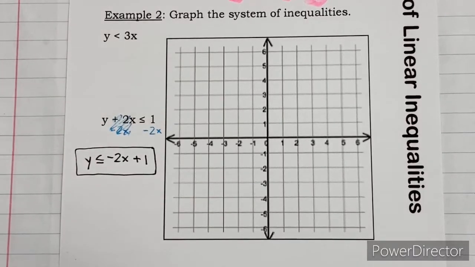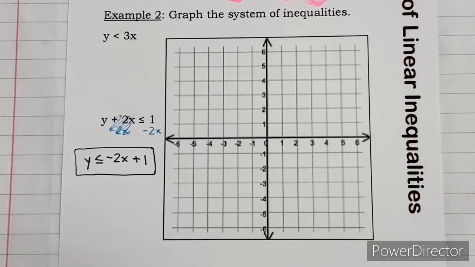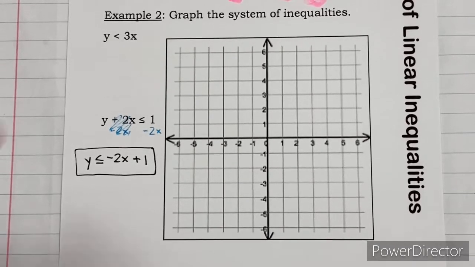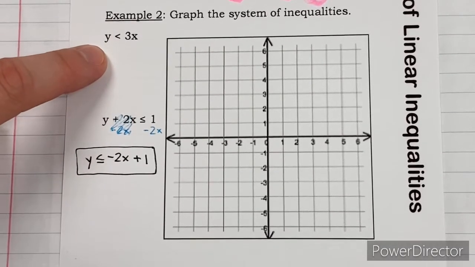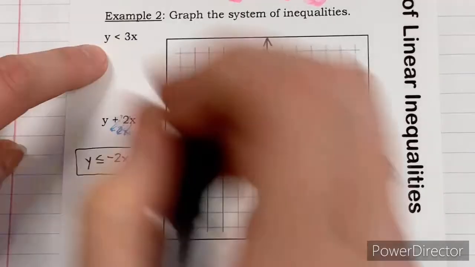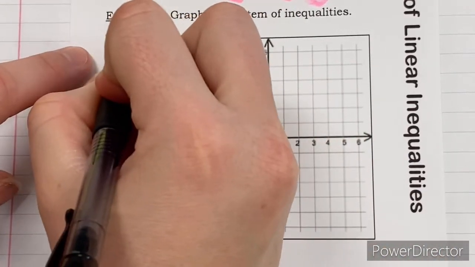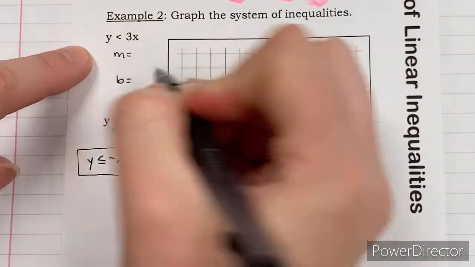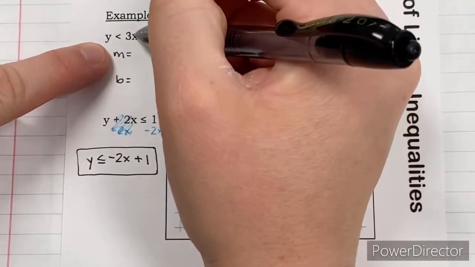Now, remember what I said in example 1. You have to graph one at a time completely before you do the other one. So we'll start with this first one up here. Let's label our slope and y-intercept. So slope is the number in front of x.